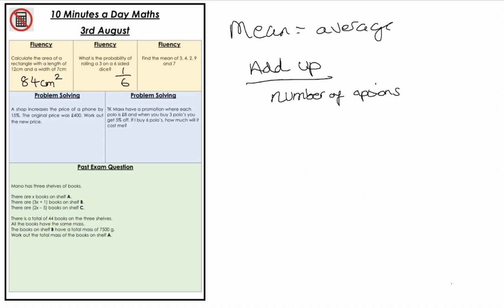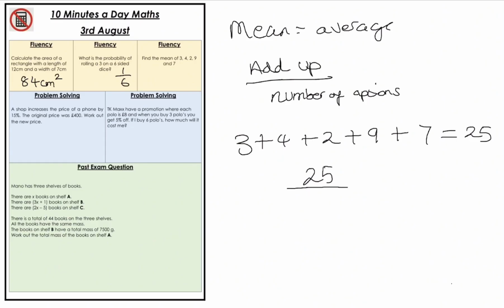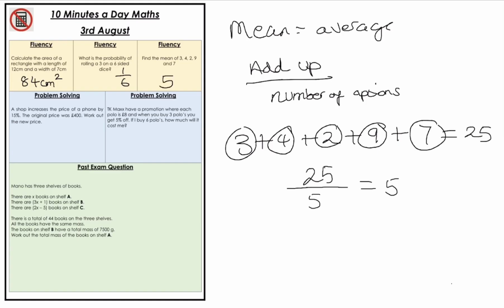Okay, so if we look here, we've got 3 plus 4 plus 2 plus 9 plus 7. Okay, so 3 plus 4 is 7 plus 2 is 9. 9 plus 9 is 18. 18 plus 7 equals 25. So that's our total, 25. We're now going to divide it by the number of options. So we've got 1, 2, 3, 4, 5 different options. Okay, so we're doing 25 divided by 5, which is 5. So this tells me that my mean is 5. That's all we have to do for that one.